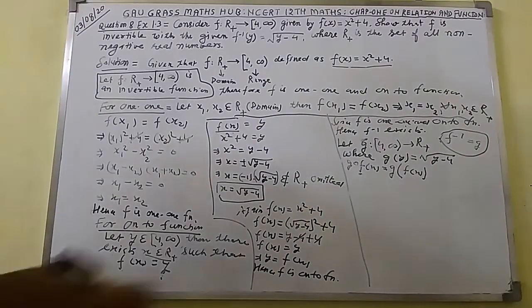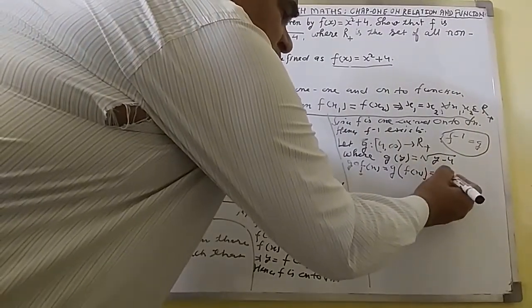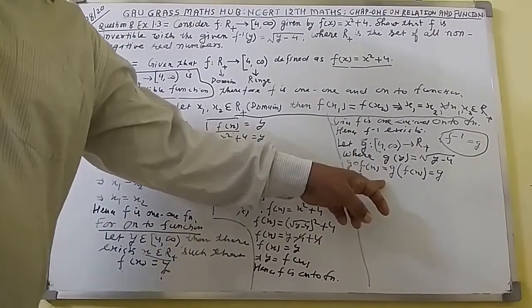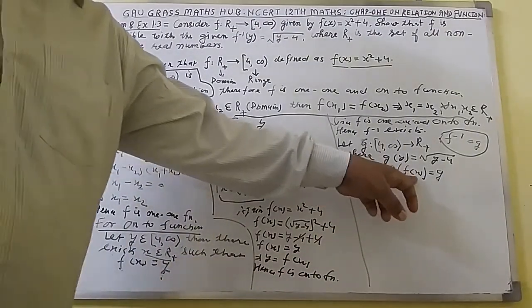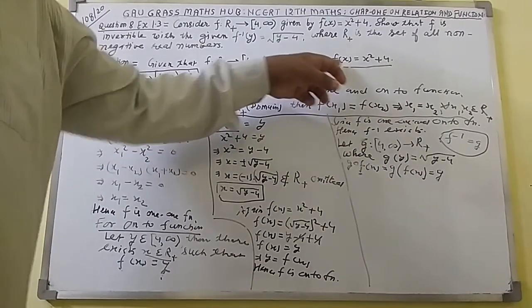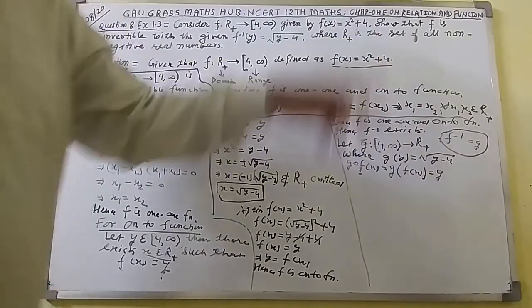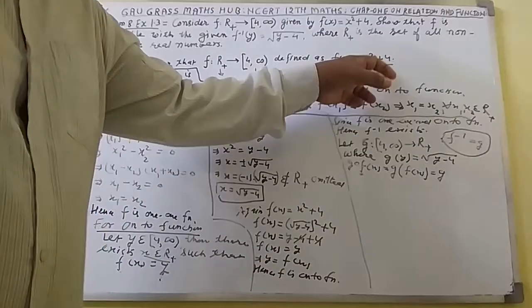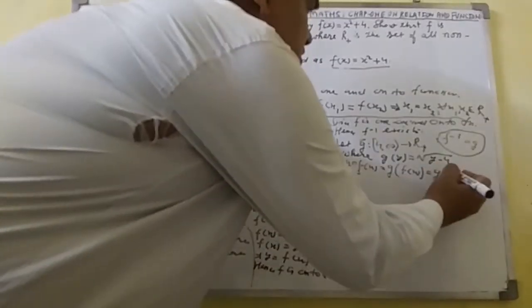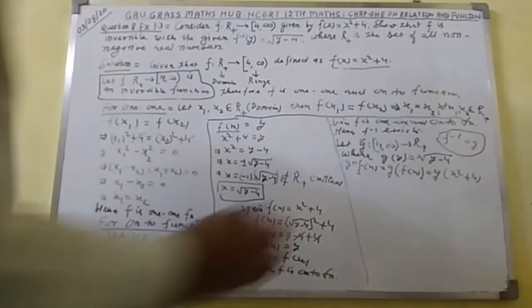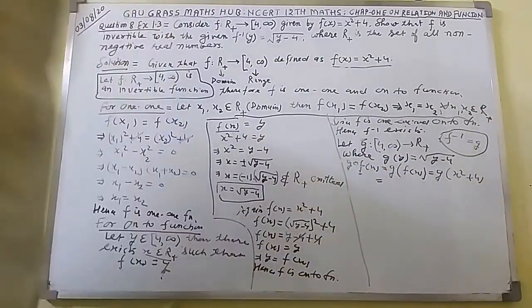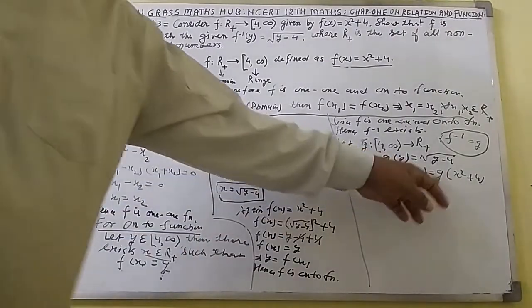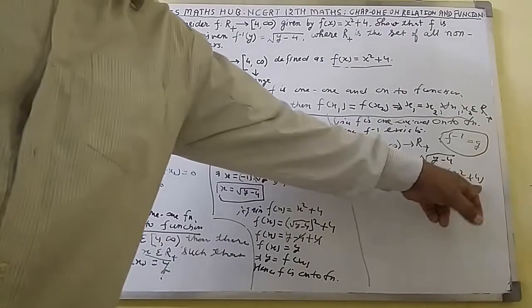Now you will get g of f(x). Value of f(x) you can get here. Here f(x) is equal to x square plus 4. So I shall put the value in place of f(x). So here you will write x square plus 4. Next you will get here g in bracket x square plus 4 bracket close.